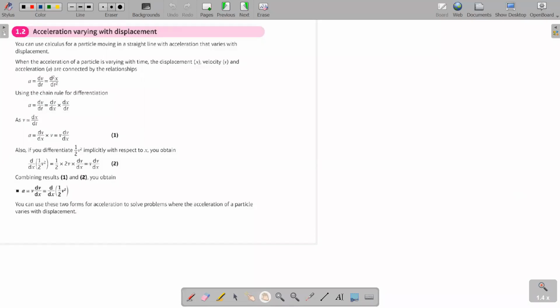Okay, so now we'll move to the last section of this chapter in M3, acceleration varying with displacement. In the first section, what did we focus on? We focused on acceleration varying with time. But over here, we are going to talk completely about acceleration as a function of displacement. Okay, so how does it work?